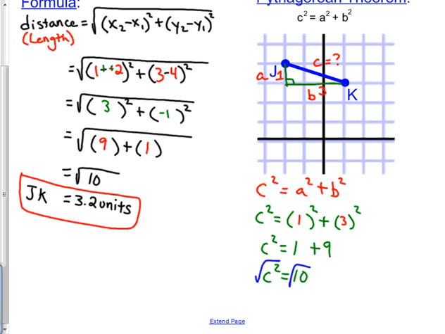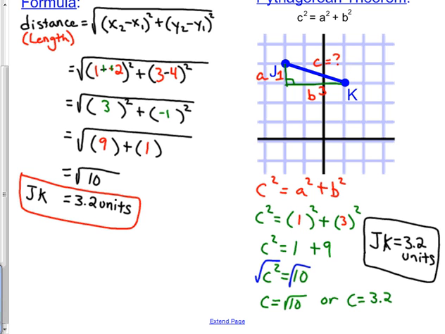We have to do that to both sides. The square root of c squared is just c. And then we have the square root of 10. Well, we saw over here already the square root of 10 was equal to 3.2, which means the length of our segment, or hypotenuse of the right triangle we created, which happens to be segment JK, is 3.2 units long.